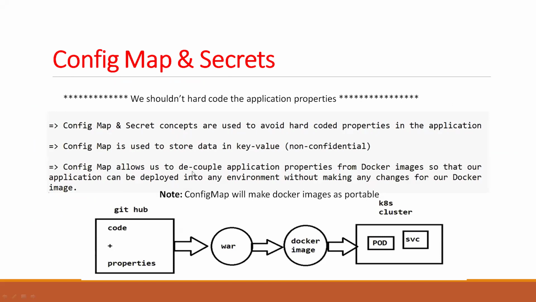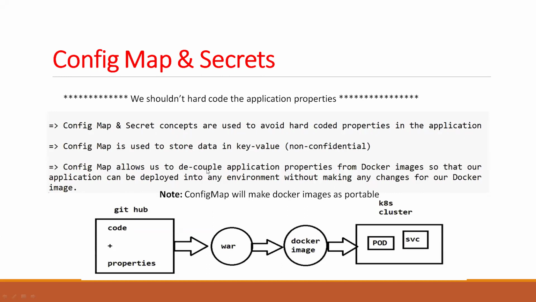Config map allows you to decouple application properties from Docker images so that our application can be deployed into any environment without making any changes to our Docker image. Every environment has its own config map and secret, and those will be used with the Docker image.